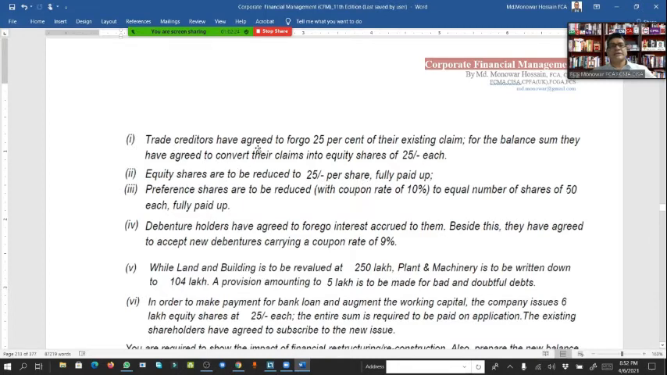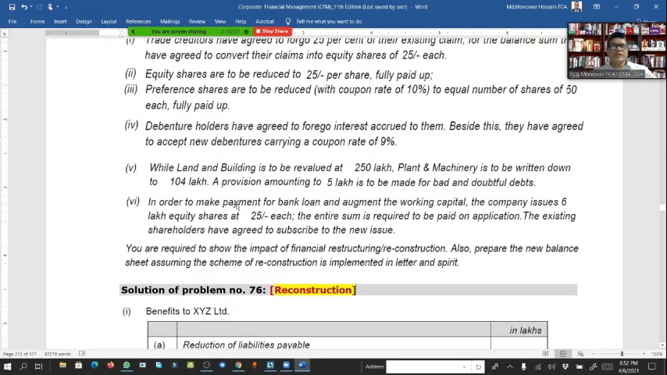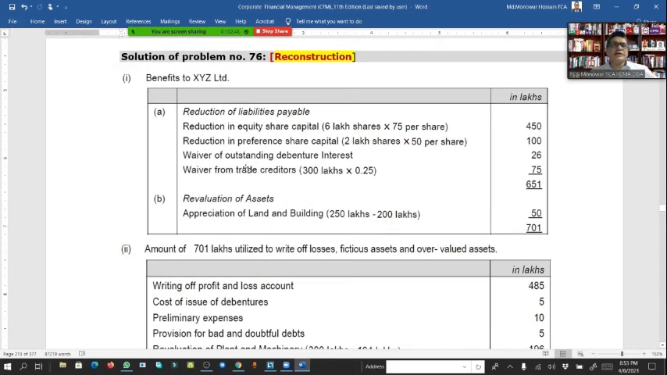And here trade creditors have agreed to forgo 25% of their existing claim, and for the balance above the agreed amount, convert their claim into equity shares, 25%. So in order to make payment, 25% is paid if the existing shareholders have agreed to subscribe to the new issue. So here the reduction of equity share capital, reduction 6 lakh shares, now 75%, 450. Reduction of preference share 2 lakh, 50%, 1 lakh.